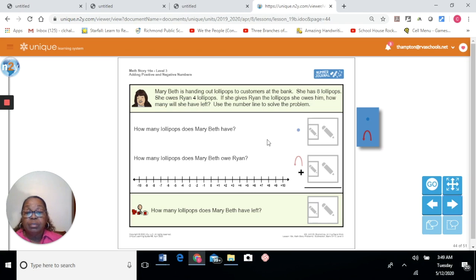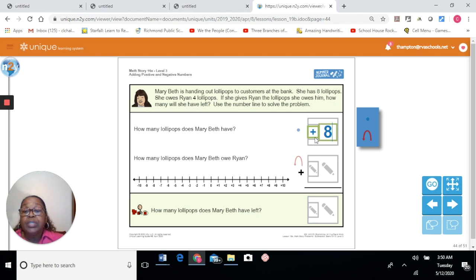And we're going to use the number line to solve. So how many lollipops does Mary Beth have? It says here she has 8 lollipops. That's what she has. And if something that you have is positive, so we need to put a positive, and what is the amount? 8. A positive 8. She has 8 lollipops.